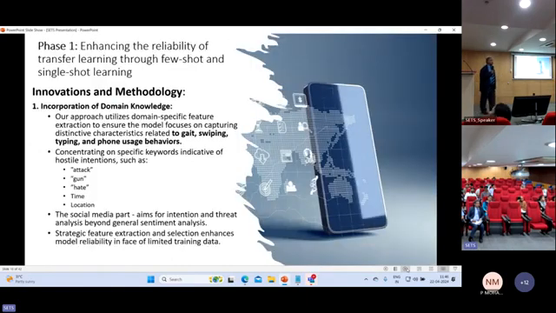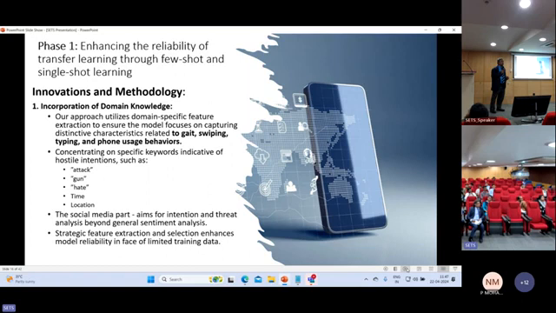Okay, so now let's look into some of the mathematics of it: enhancing the reliability of transfer learning through what we call few-shot or single-shot learning. What is the innovation and methodology that we have? Our method explores domain-specific feature extraction to make sure the model focuses on capturing data related to gait, swiping, typing, and phone usage behaviors. Very important. Nobody has done this.